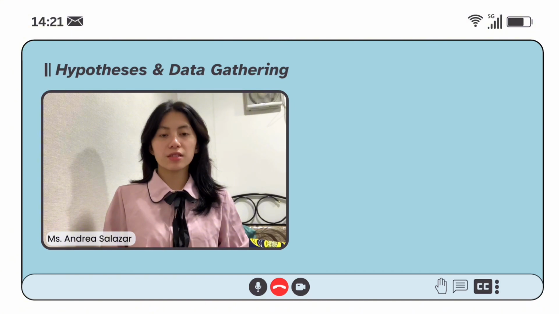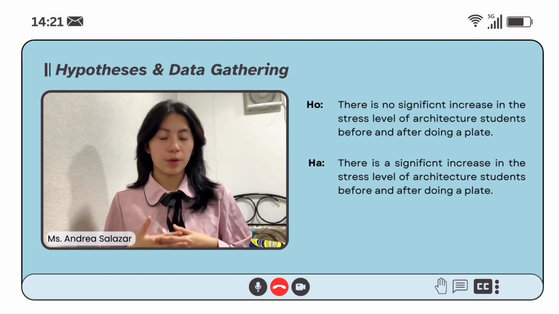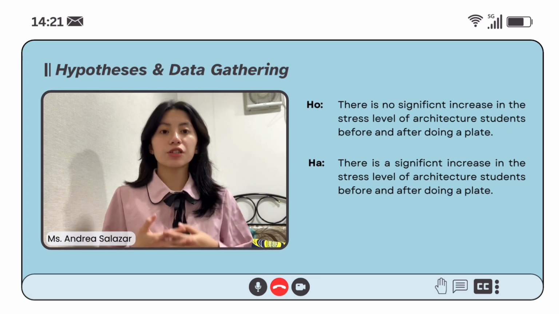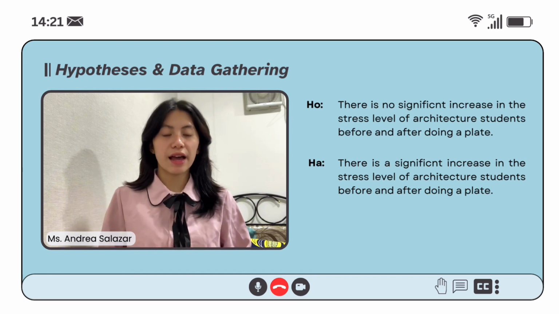For our hypothesis, we have a null and an alternative hypothesis. Our null hypothesis is: there is no significant increase in the stress level of architecture students before and after doing a plate. Our alternative hypothesis is: there is a significant increase in the stress level of architecture students before and after doing a plate. After we have established our hypothesis, we proceeded to data gathering.